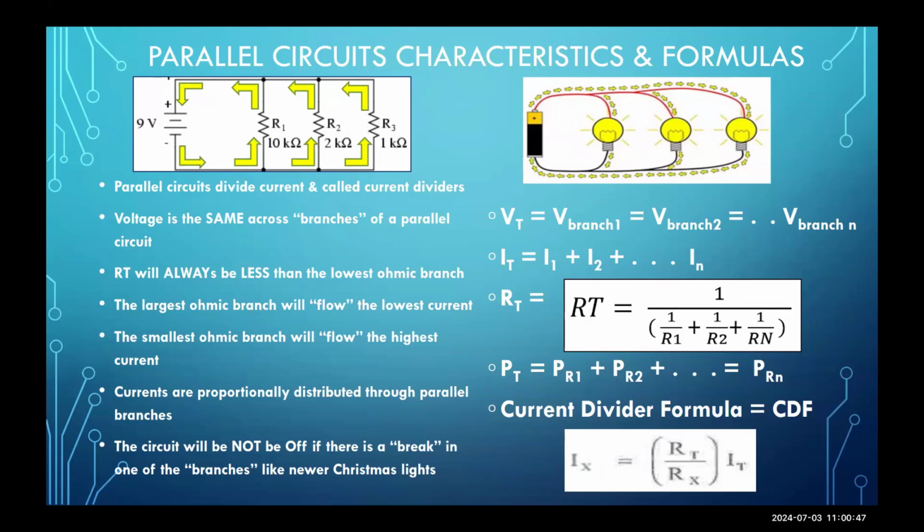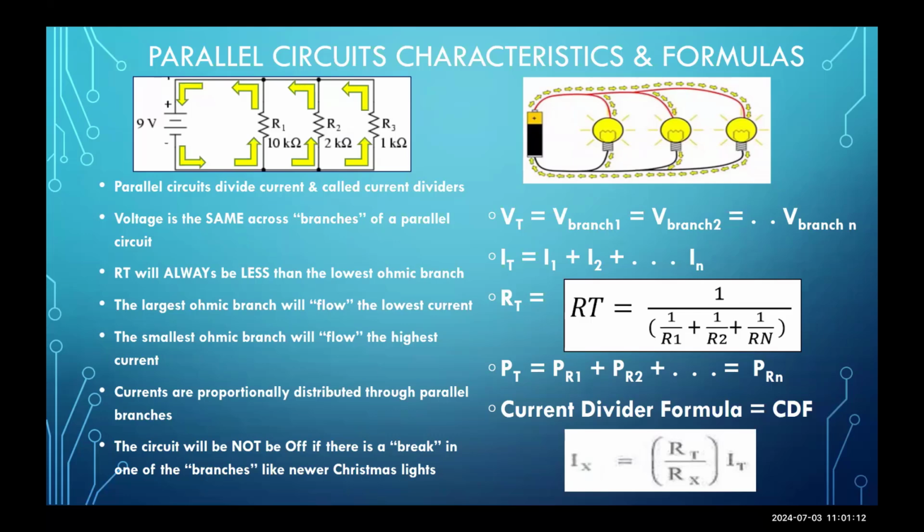Therefore, it will allow the highest flow of current of the three branches. Next bullet point, currents are proportionally distributed through the parallel branches, which is a summation of the previous two bullet points. And then finally, the circuit will not be off if there is a break in one of the branches, much like the newer Christmas tree lights.